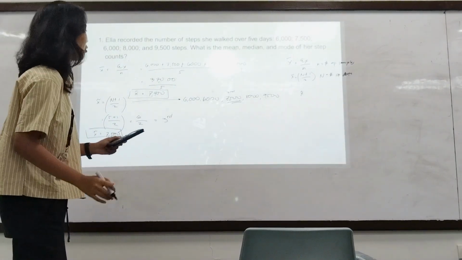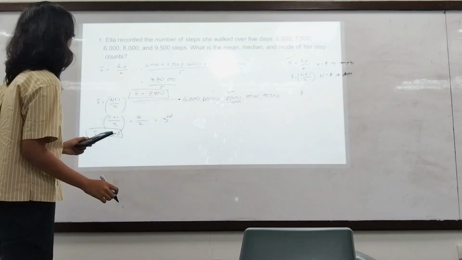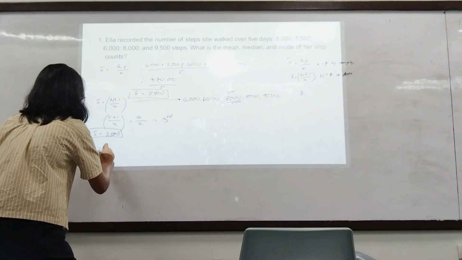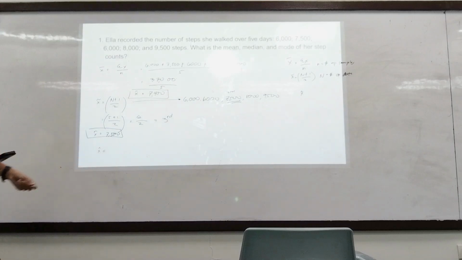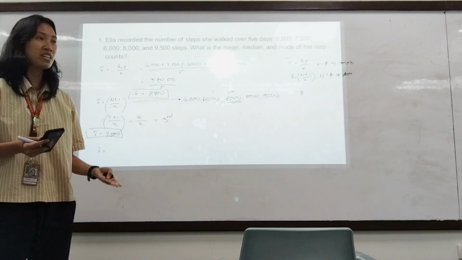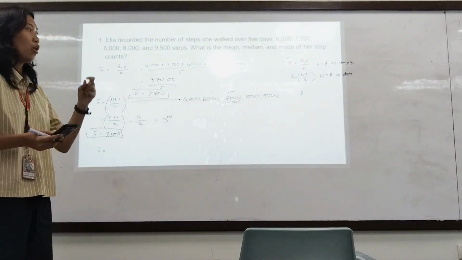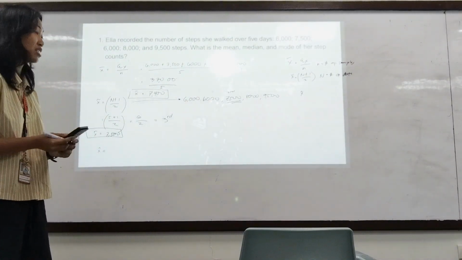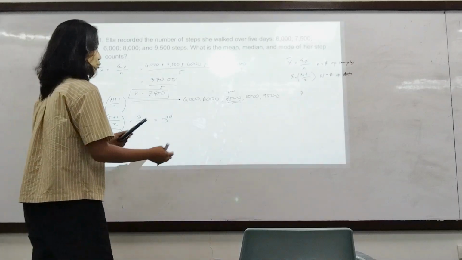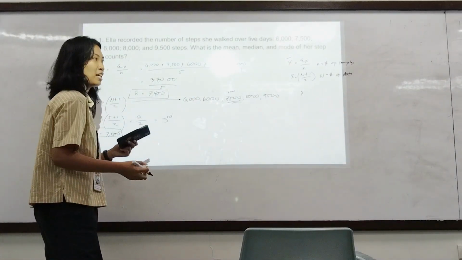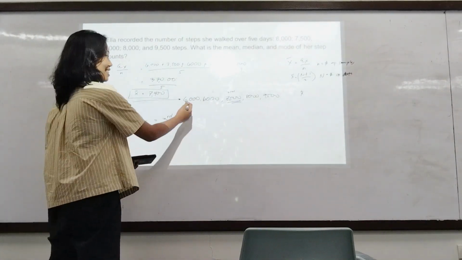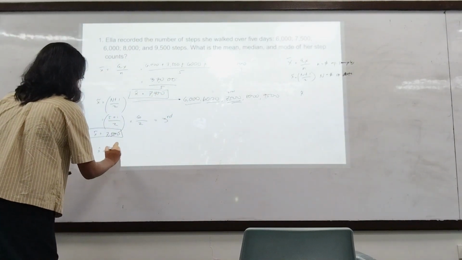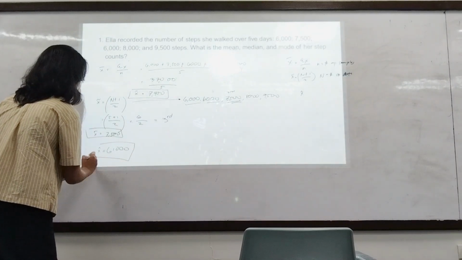Alright, so now, let's go with the mode. The mode is defined as that. Again, what's the definition of mode? The mode is the number that appears most frequently, so it's duplicating or repeating. So which of these numbers repeated? It's the 6,000, right? So that's the mode. 6,000.